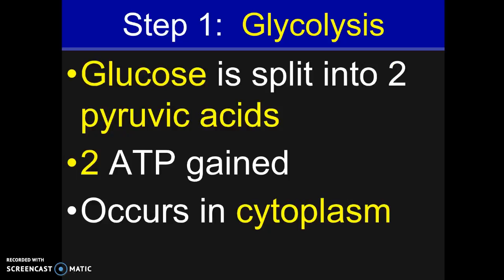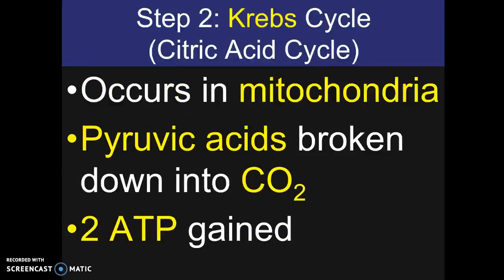Okay, so step 1. Glucose is split into 2 pyruvic acids, 2 ATP are gained, remember that's the net, and it occurs in the cytoplasm. Now let's talk about this. Where does cellular respiration occur? Which organelle? So think back to yesterday's notes. Hopefully some of you guys know this. But most of this is going to take place in the mitochondria. So that's where the next step occurs.